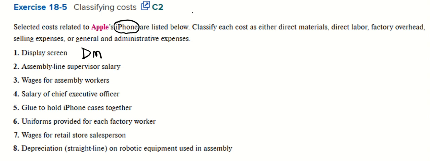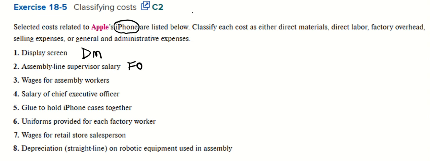assembly line supervisor salary. That's going to be factory overhead, which I'll abbreviate as FO. The reason is that the supervisor in the facility is not directly involved with producing the iPhone. Because of that, their salary does not get categorized as direct labor. Instead, it's going to be factory overhead, because this is the factory supervisor.